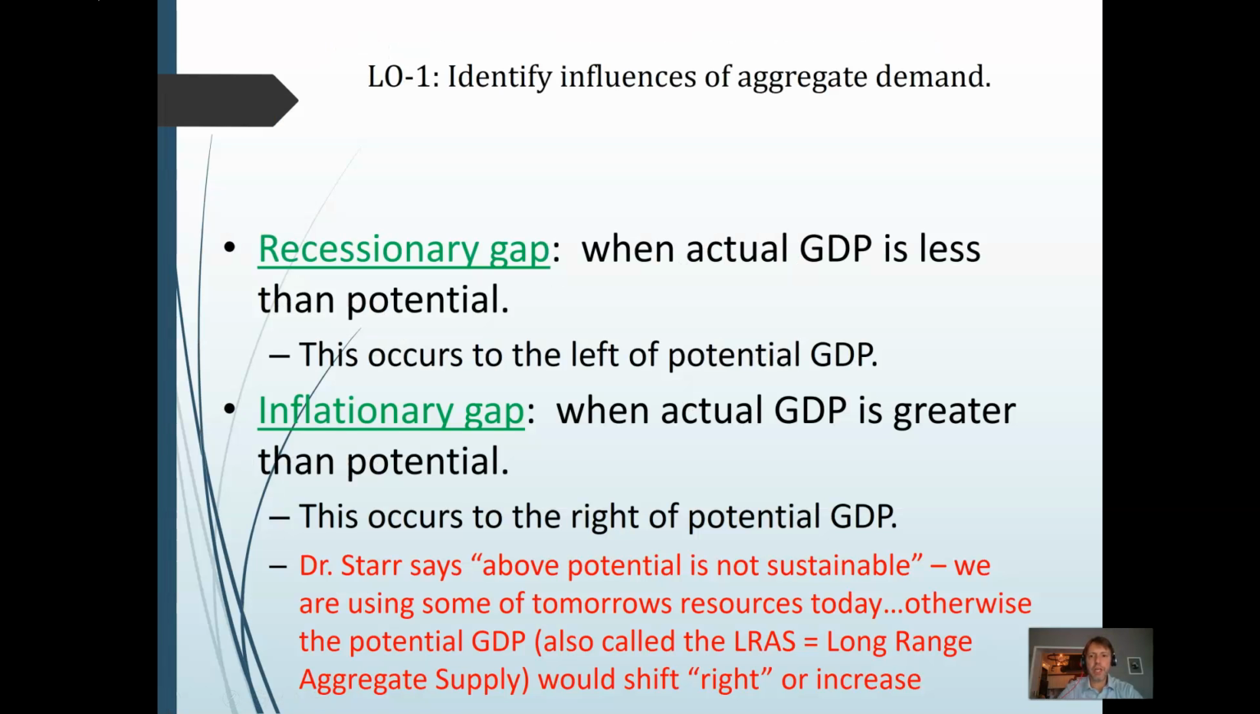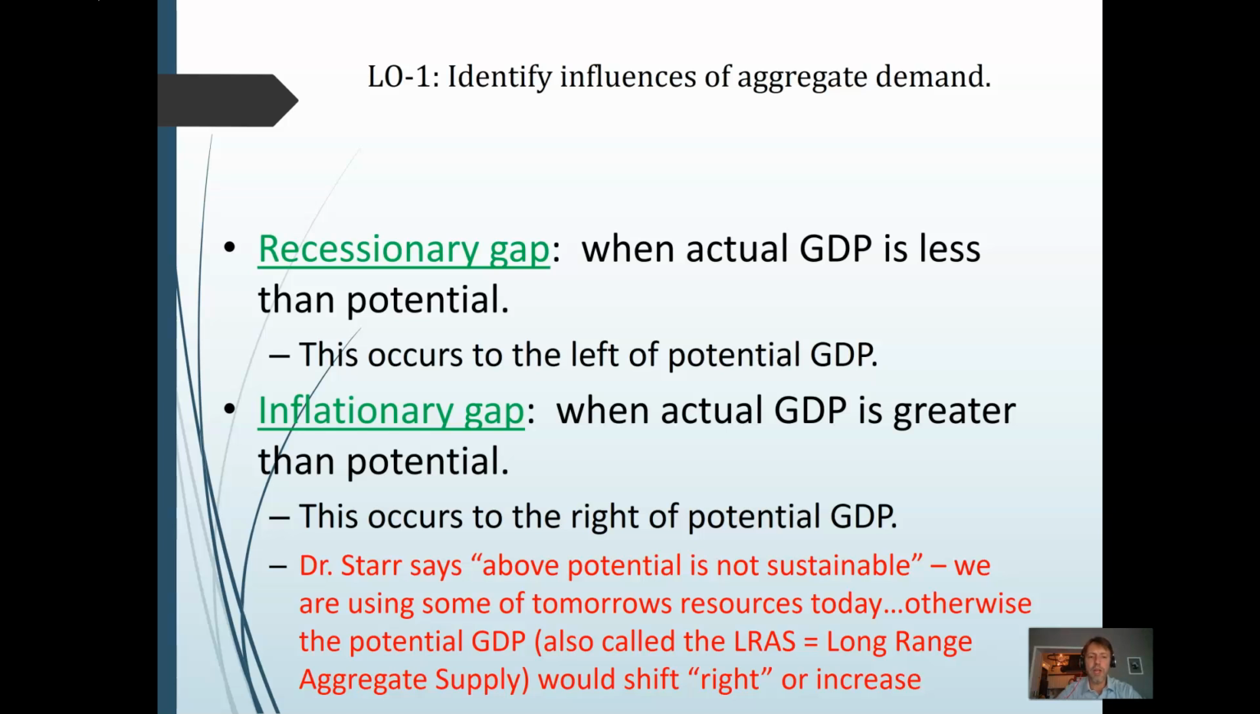So a recessionary gap is when GDP is less than the potential that it could be, and we'll look at that in a minute. An inflationary gap is when the gross domestic product is actually greater than the potential. And that happens when it gets to a point to the right of the potential GDP, and I'll show that in a minute.